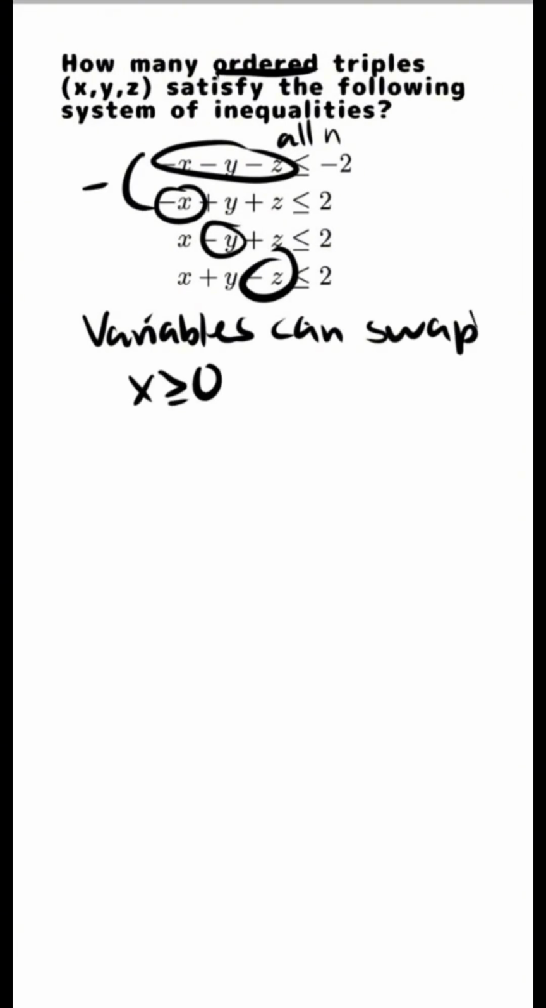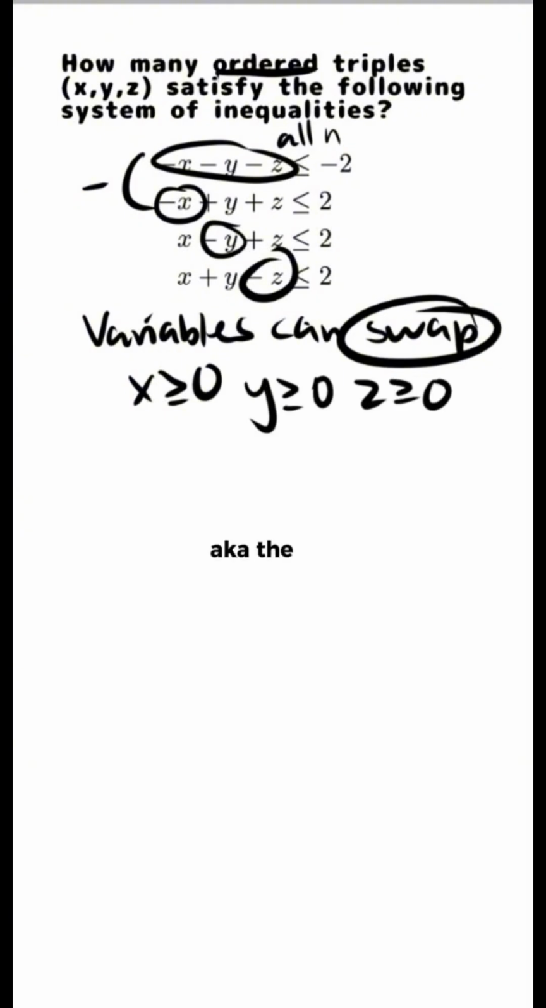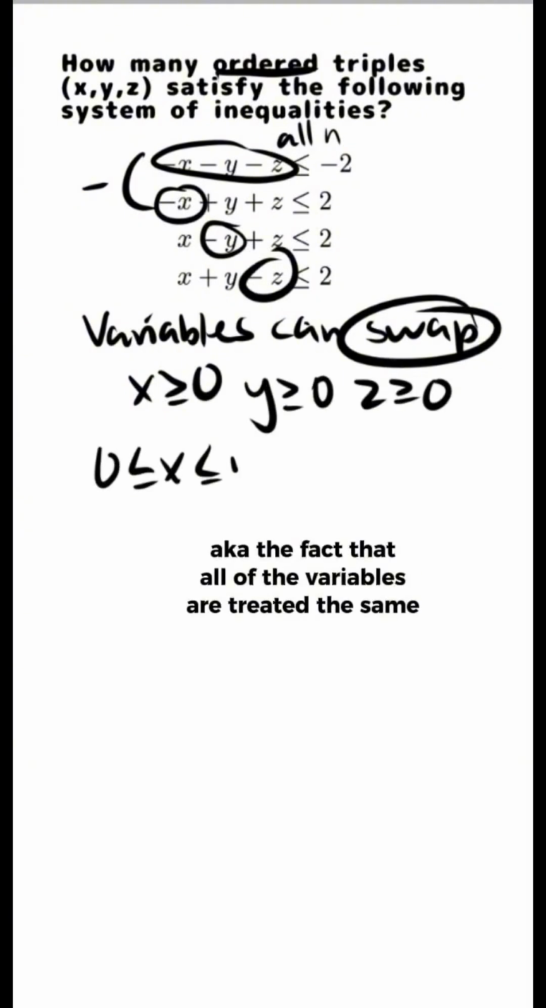Problem 9. How many ordered triples x, y, z satisfy the following system of inequalities? So we can notice that all the variables are treated the same. The first inequality is all negative signs, while there are 3 after where one variable is negative. By subtracting the second inequality from the first, you get x is greater than or equal to 0, and by symmetry, both y and z are greater than or equal to 0.